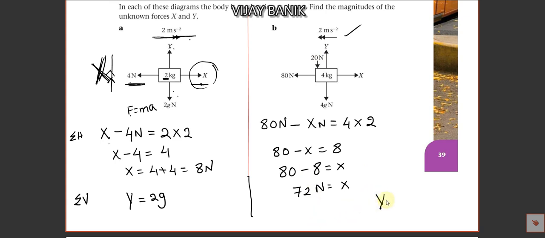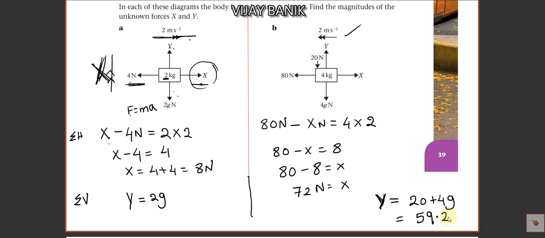Upward force, what do I have? Y equals total upward force equals total downward force. Downward force is 20 Newton and 4g. So 20 plus 4g. Do it in your calculator, get the answer. I hope you guys understood. Let me do it. 4 into 9.8. Remember, in M1 we take 9.8, not 9.81. 4 into 9.8 gives 39.2, plus 20. So that's 59.2 Newton vertically.